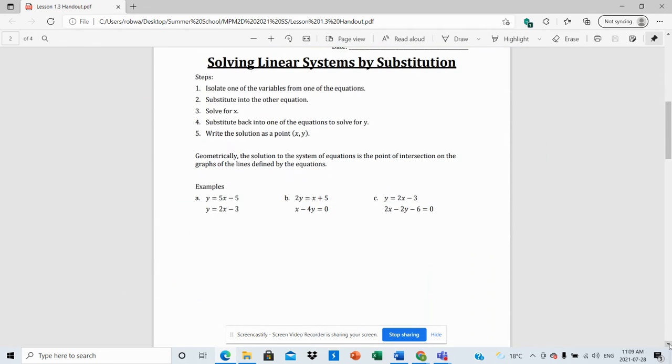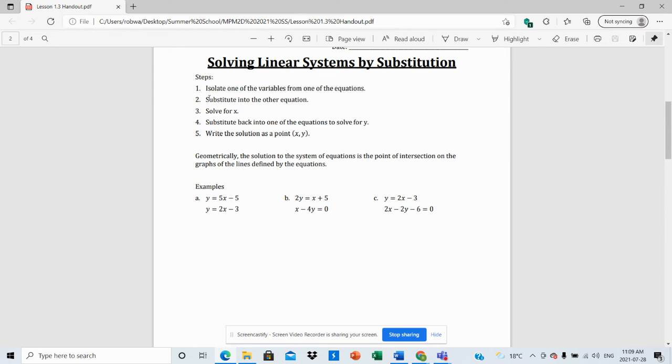So if we go through our steps again, step 1, we isolate one of the variables from one of the equations. Try and look for the easiest variable to isolate. If there's a variable that does not have a number in front of it, that'll be an easy one to isolate. Step 2, we're going to substitute whatever that variable equals into the other equation.